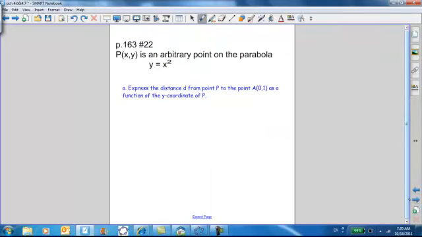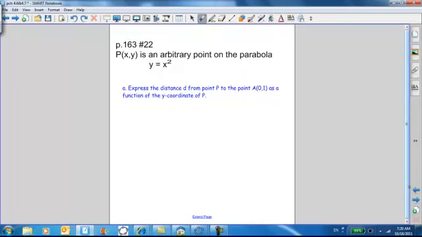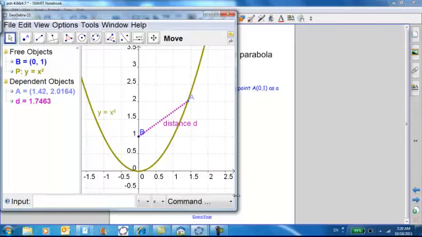Now in this next problem, number 22, the point x, y is an arbitrary point on the parabola y equals x squared. So we want to do two things with this. Express the distance d from point P to point (0, 1) as a function of the y coordinate of P. So that introduces three variables because you have an x and y coordinate of the point and the distance d. And then we want to also see where it minimizes the distance. So first let's get an idea of the situation from the GeoGebra graph.